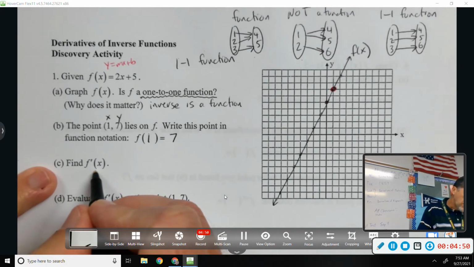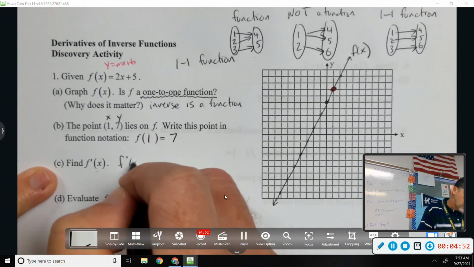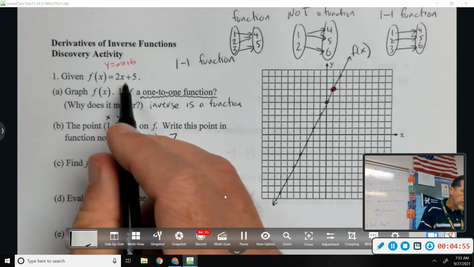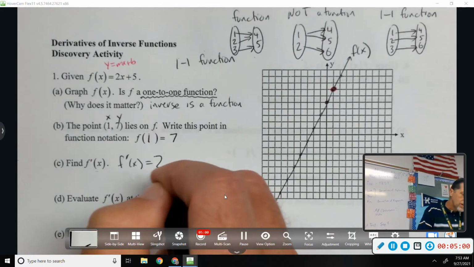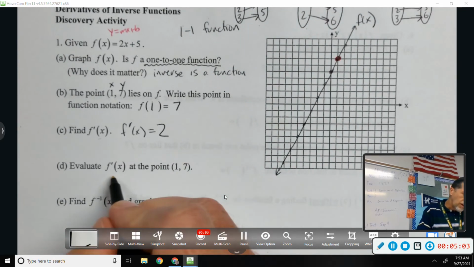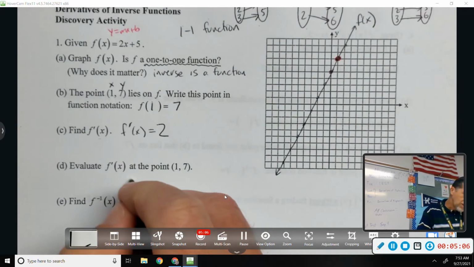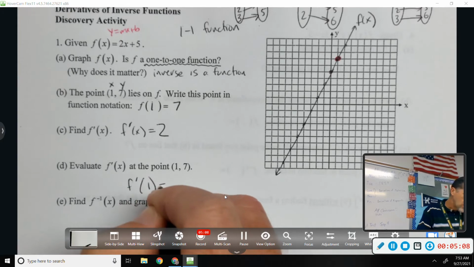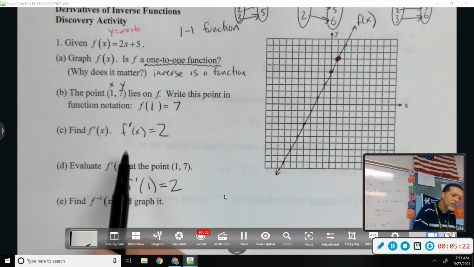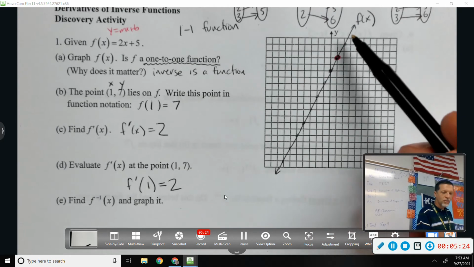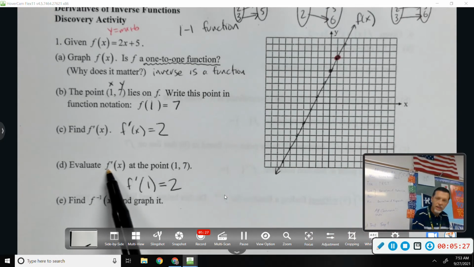Find f prime of x. Well, this is an easy one. The derivative of 2x plus 5 is 2. Evaluate f prime at the point (1, 7). This throws some people off. If f prime is 2, what's f prime at 1? 2. The slope is 2. Look at the picture. The line has a slope of 2, so its derivative anywhere is 2.